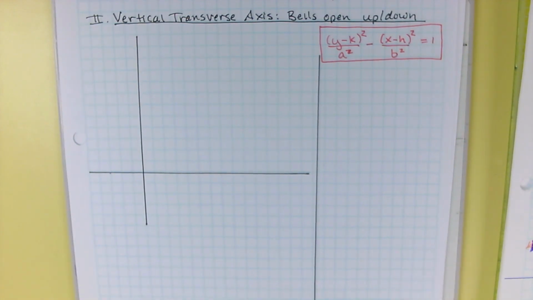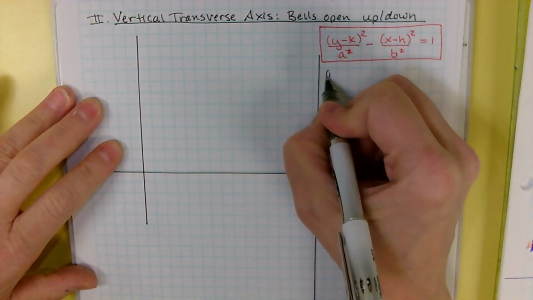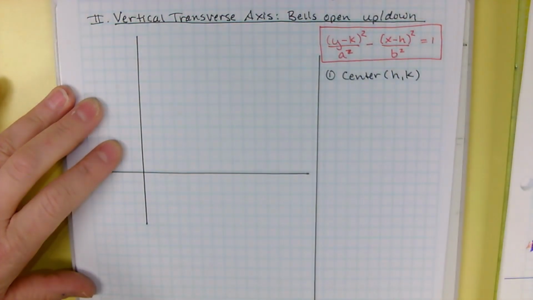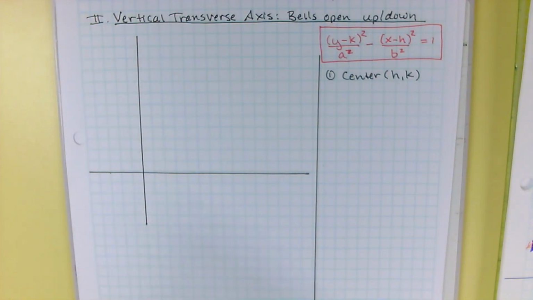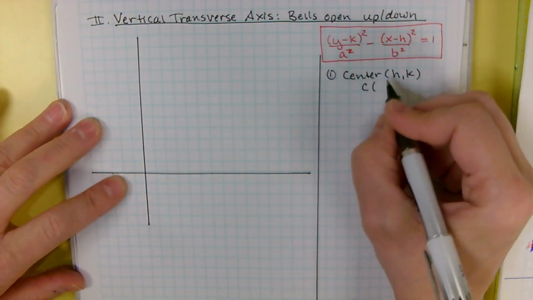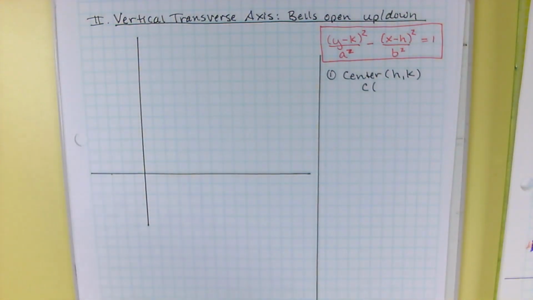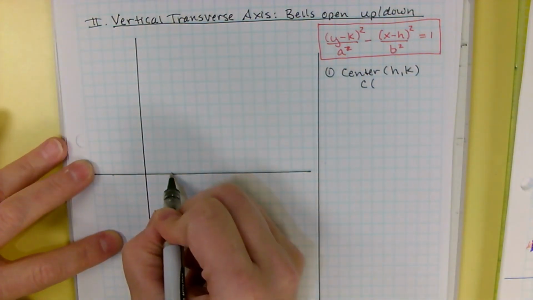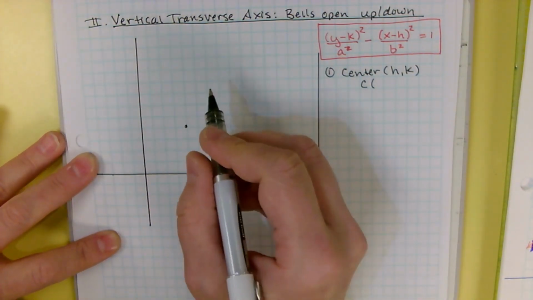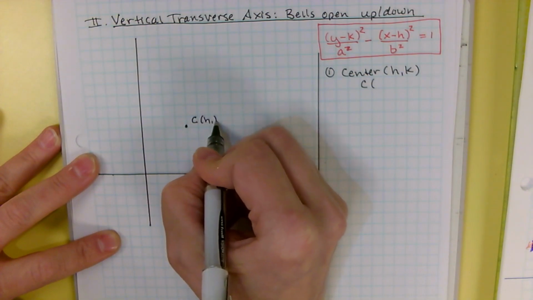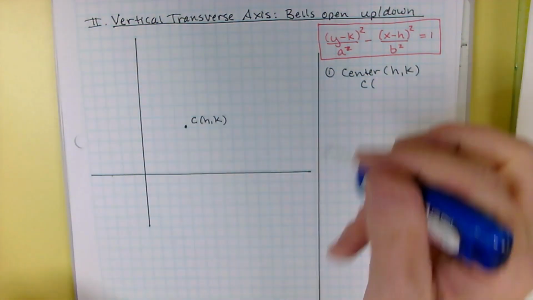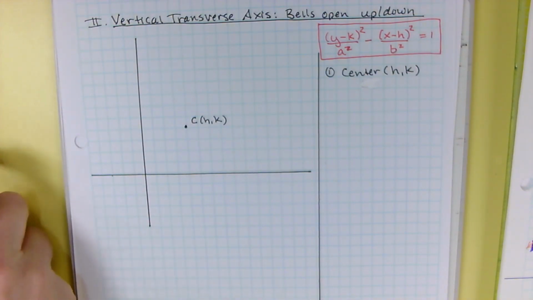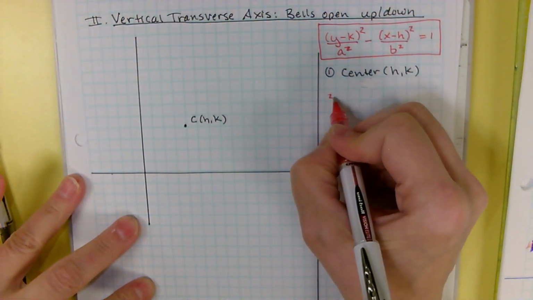Okay, so let's go through the steps of what you need to do. Number 1, you need to find the center, and thankfully, it is still H, K. So in this case, we're going to put our center at like 4, 4. So 4 to the right and 4 up. I'm going to label it capital C, H, K. This is just a diagram. It's not an example. It's just a diagram so we can label all the pieces and the parts. Okay, so you have a center.